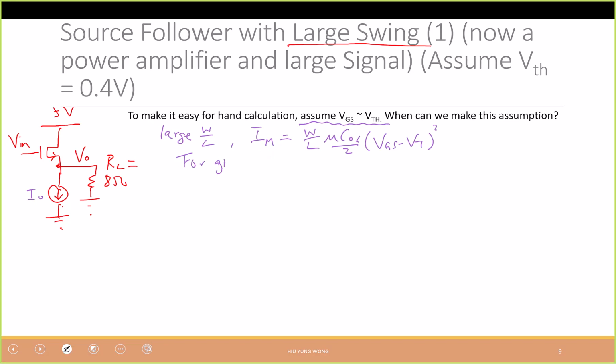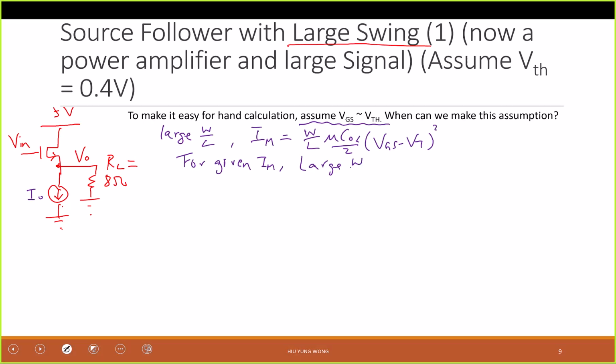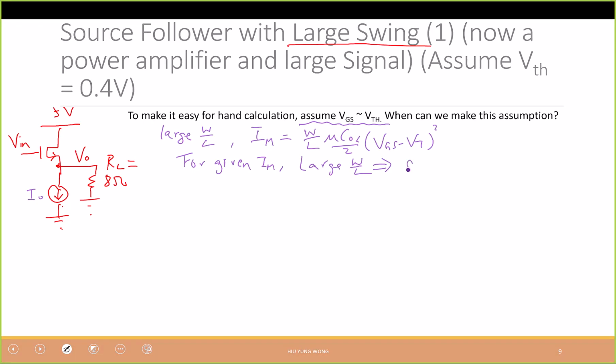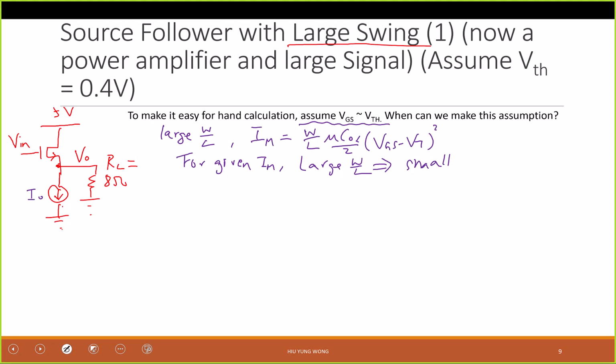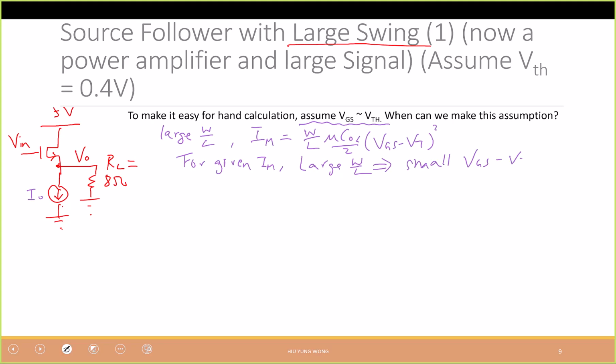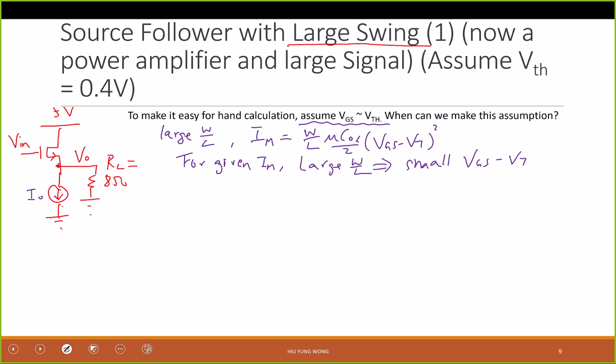For a given IM, a large W on L gives me a small VGS minus VT, right? I only need to overdrive a little bit. So as a result, I can say VGS minus VT equals 0. It's just an approximation, completely an approximation, because to solve it is very tedious. You need to use LTspice or something, right? But here, we just approximate.